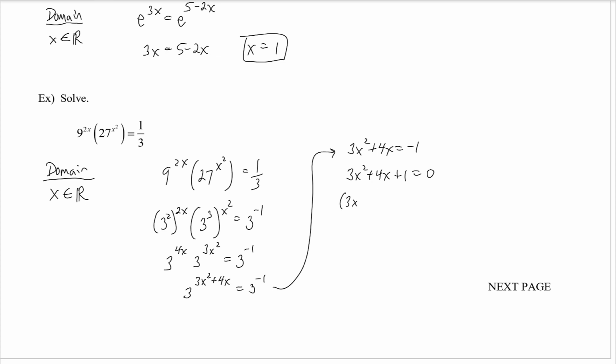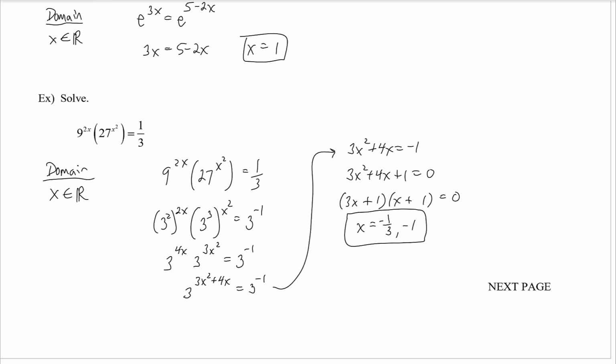Will this one factor? Ooh, I think it will. So we get negative 1/3 and negative 1. And we know that, unless I screwed up my logic somewhere earlier, those should both work because my domain is all real numbers. I don't have any extraneous solutions.